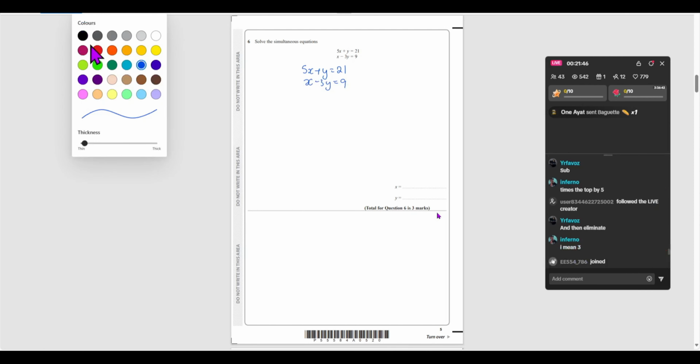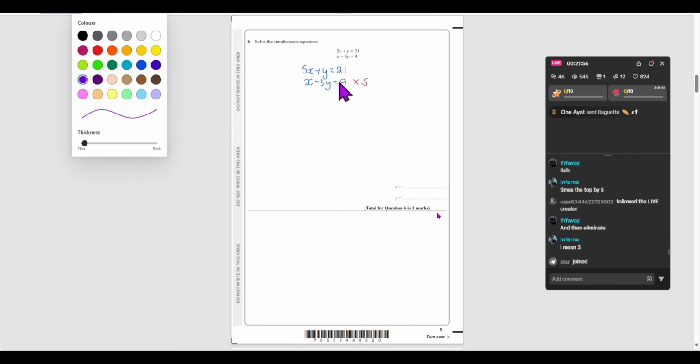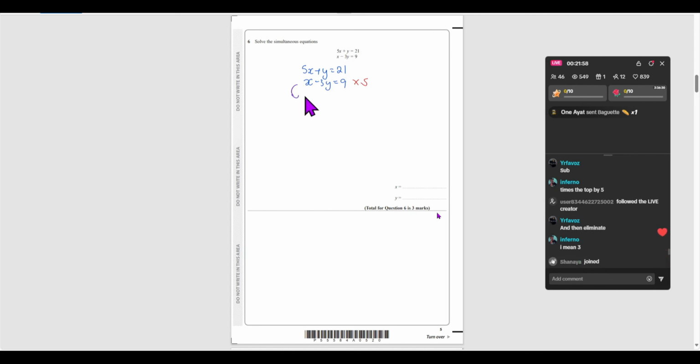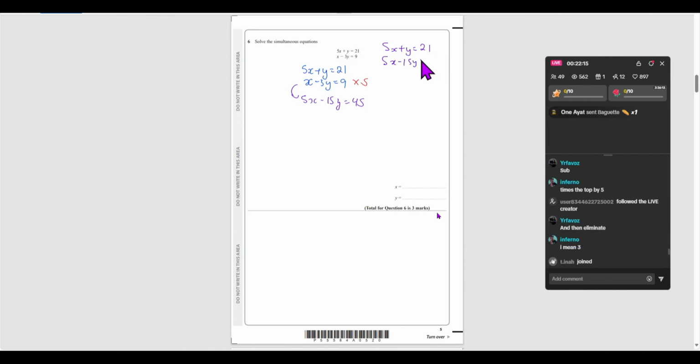So we'll times this equation by 5 so we can make the x's the same value. Okay? So if you multiply this by 5, we'll get 5x minus 15y is equal to 45. Now we're going to write this again. We're going to get 5x plus y is equal to 21, and then 5x minus 15y is equal to 45. We just changed the second equation, okay?